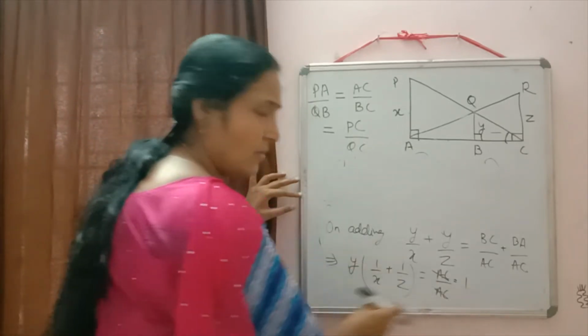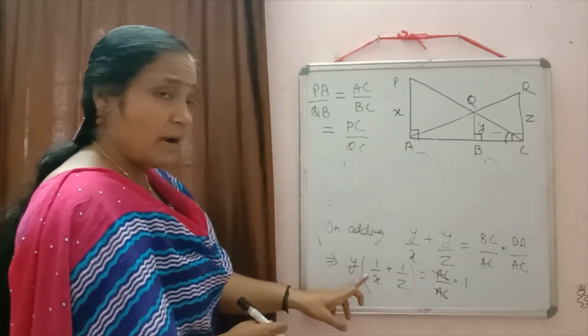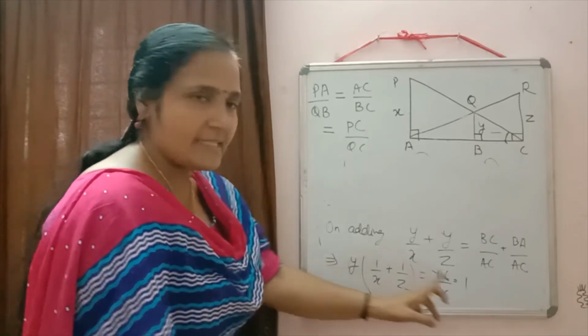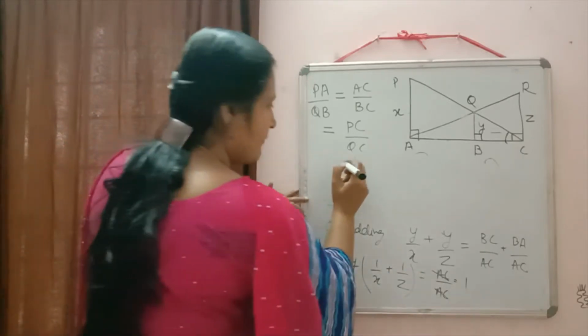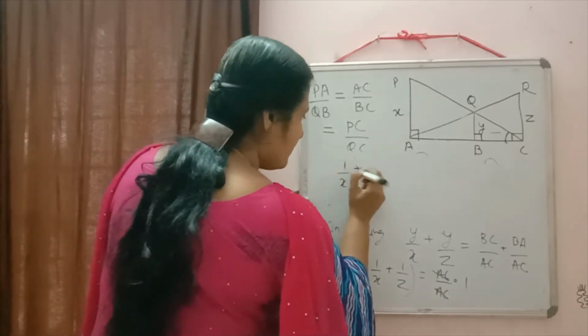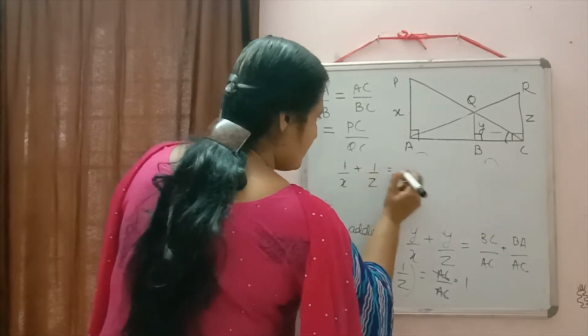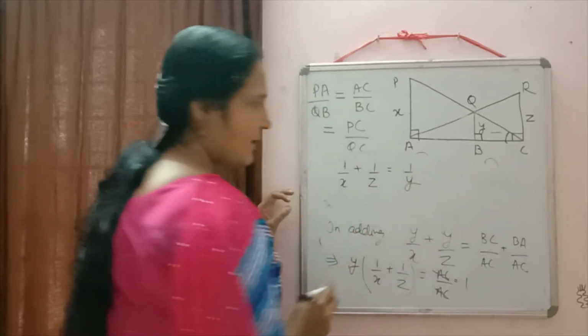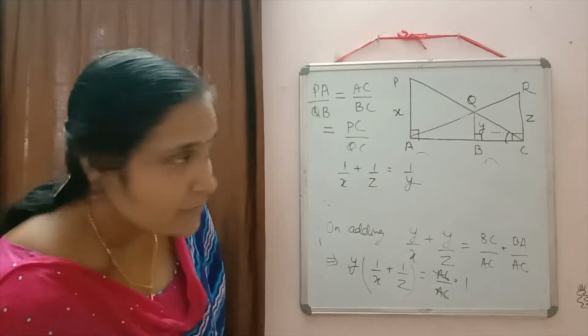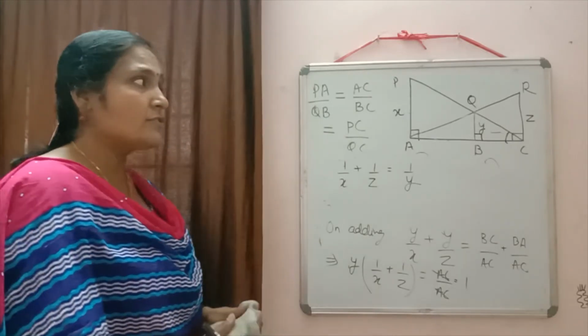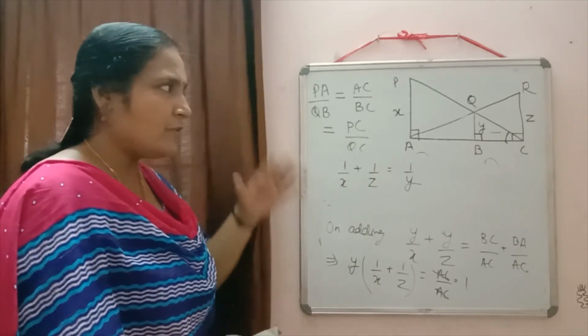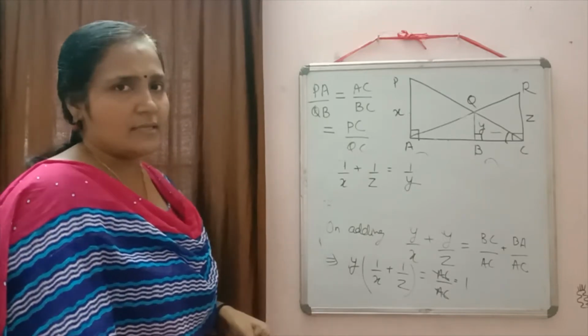We'll shift Y to the right hand side. Y is multiplied here, so when you change the position, it will get divided. So it will be 1 by X plus 1 by Z is equal to 1 by Y. So this type of question will be clear when you also practice yourself. So try to do these questions by yourself also.